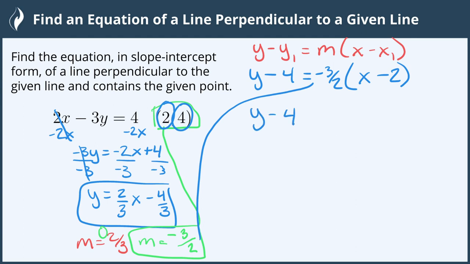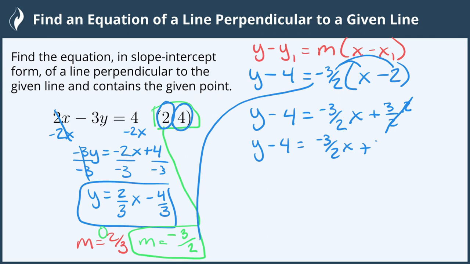Y minus 4 equals, doing the distributive on the right-hand side of the equation, gives us negative 3/2 x, and a negative times a negative is positive, and we have 3/2 times 2, so the 2's will cancel, and we have y minus 4 equals negative 3/2 x plus 3.